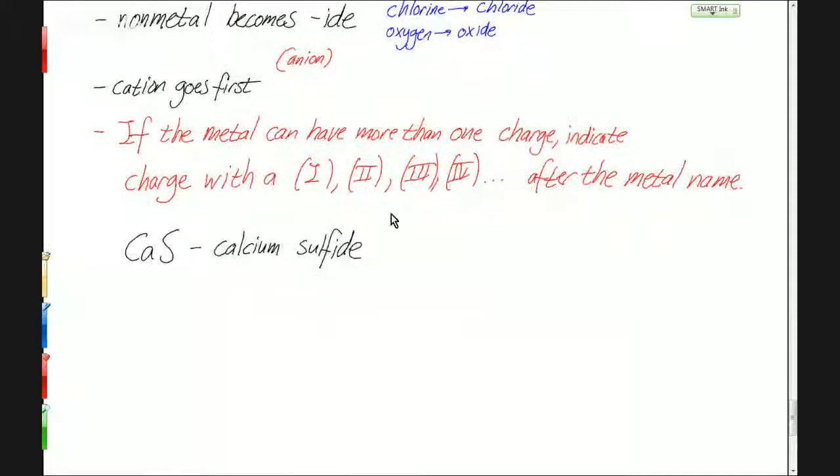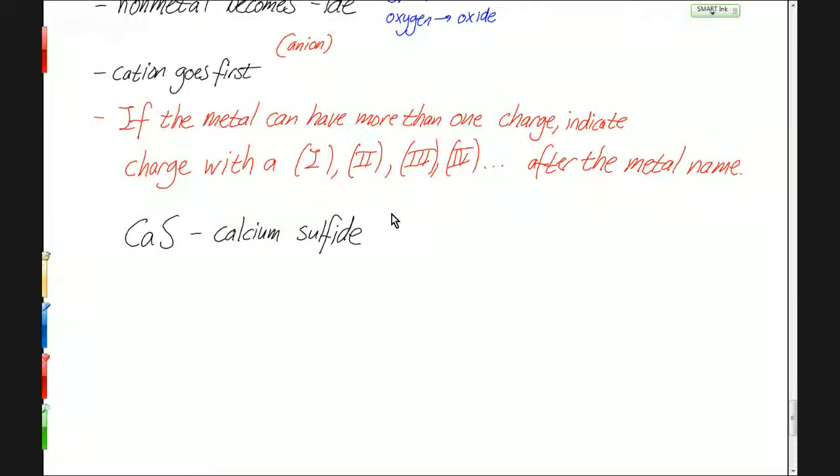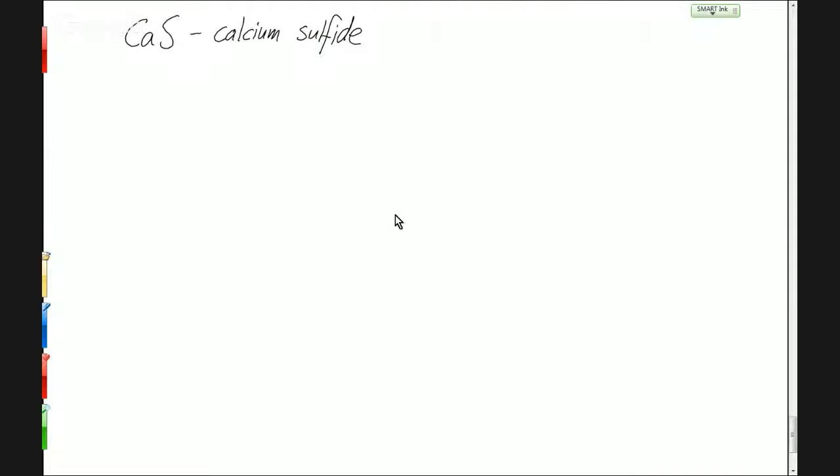What happens if the metal can have more than one charge? We talked about the group 1A having a 1 plus and 2A having a 2 plus and some of these ones that we can predict. But all the stuff in the middle, known as the transition metals, can have a variety of charges. They can actually exist in different forms. So let me show you an example.